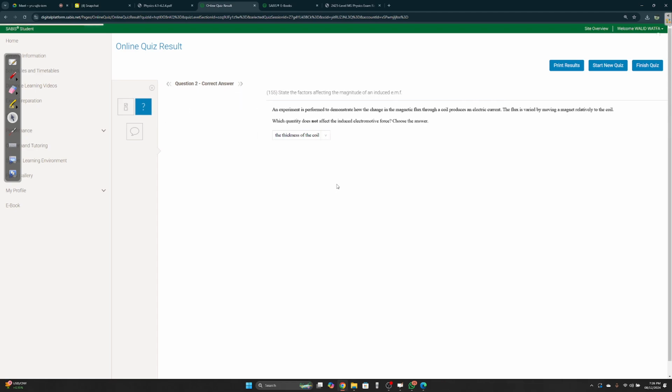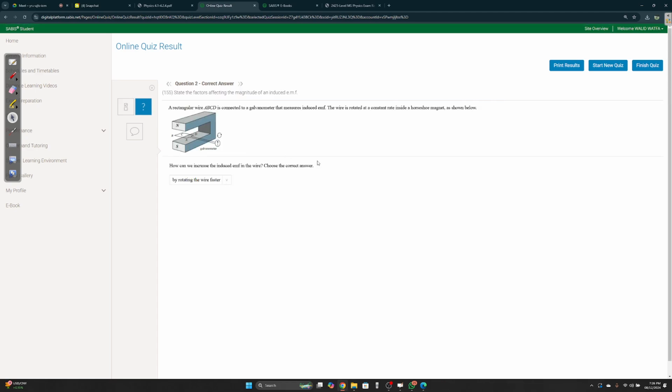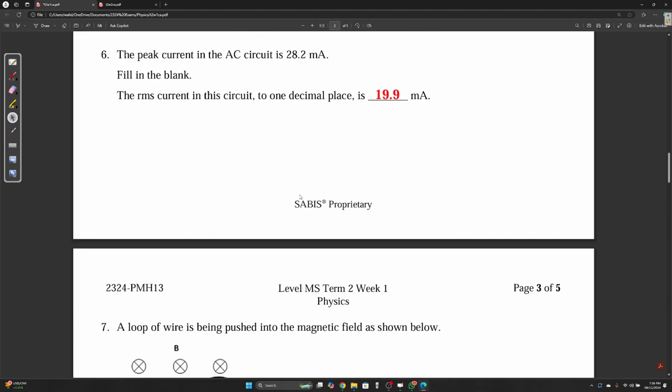Question 2. A rectangular wire ABCD is connected to a galvanometer that measures the induced EMF. The wire is rotated at a constant rate inside a horseshoe magnet as shown below. How can we increase the induced EMF? By rotating the wire faster, the speed of how fast you rotate it.